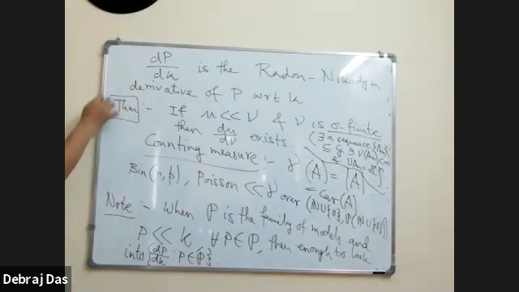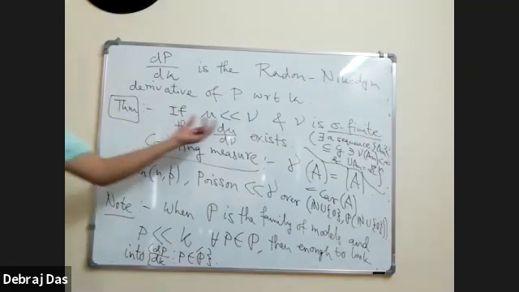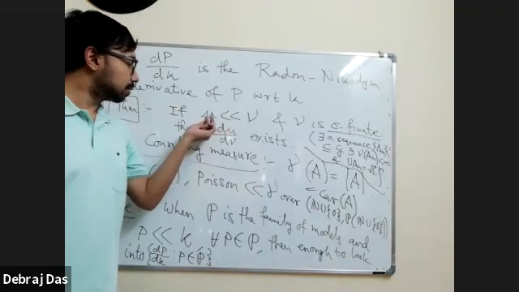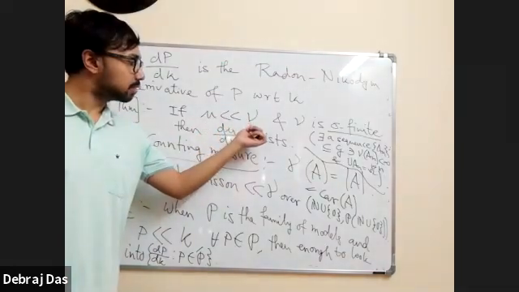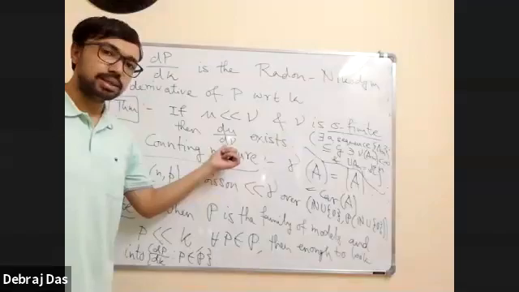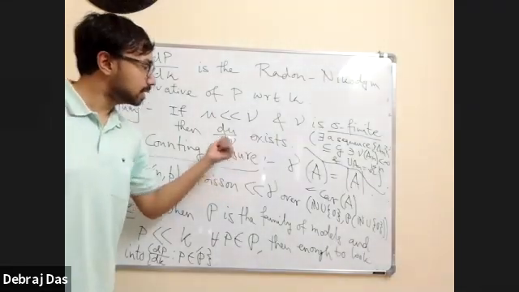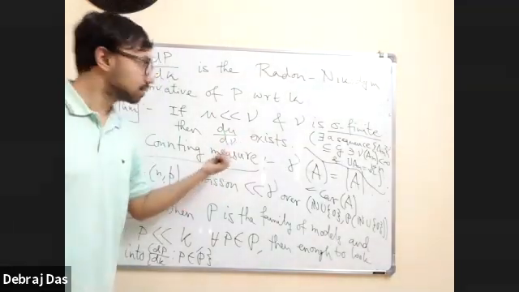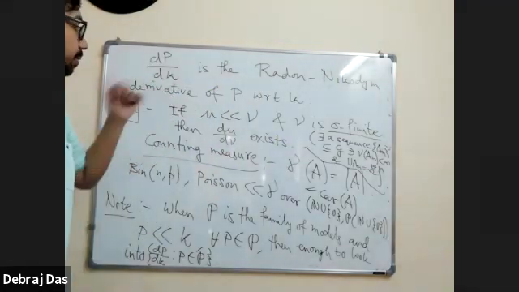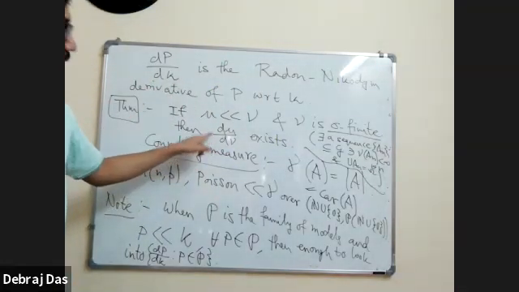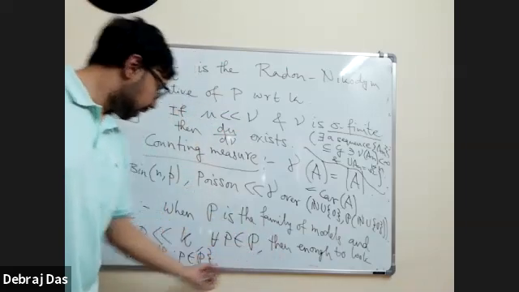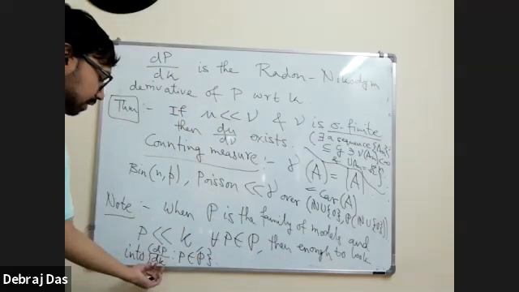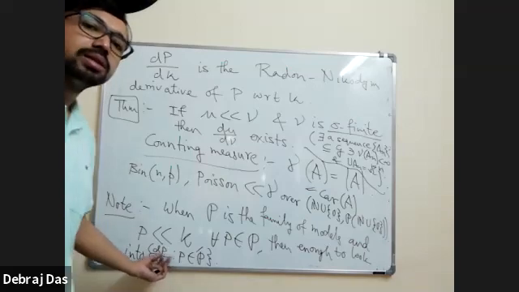So this is a theorem which tells that whenever some measure is absolutely continuous with respect to another measure, and this measure is sigma finite, then this derivative exists. And whenever this derivative exists, it is nothing but the density. This is a Radon-Nikodym derivative. Whenever it exists, you can characterize this family script P as the family of these densities or family of these derivatives, right?